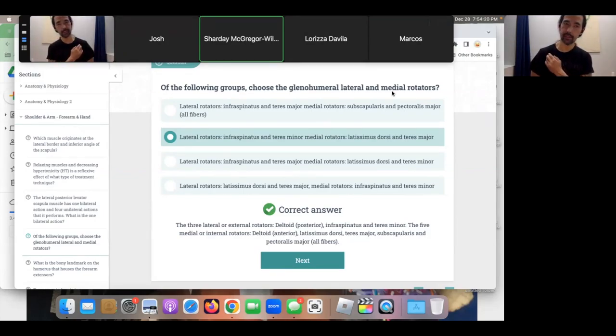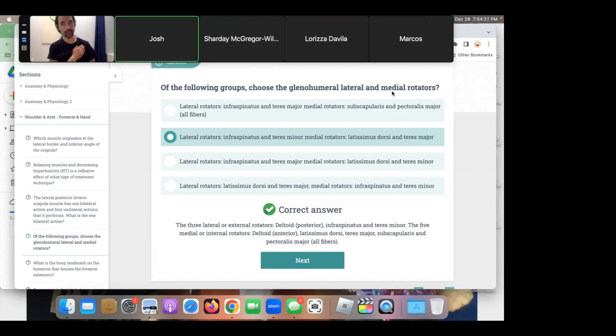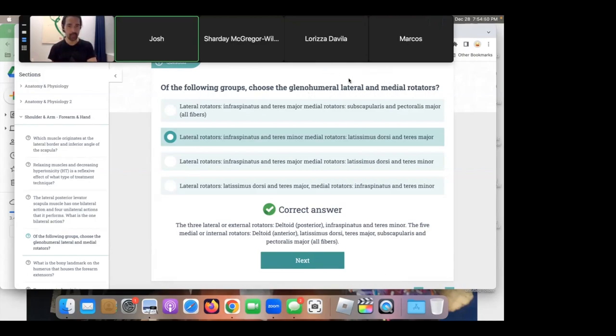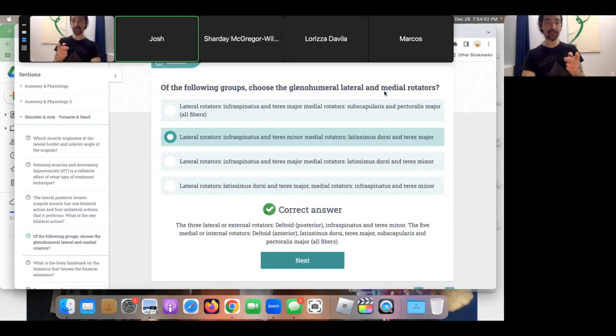Josh. Those on the go ahead. Yeah. So look at these words: glenohumeral, lateral, and medial rotators. Mm-hmm. Just slice some of this nonsense off so that we can figure out what they're talking about. So forget about glenohumeral. Yeah, you know what lateral rotators. Good, you put it together.